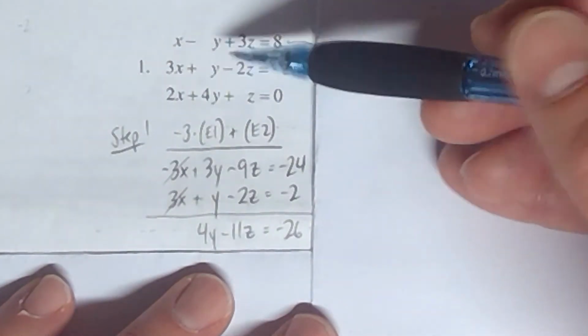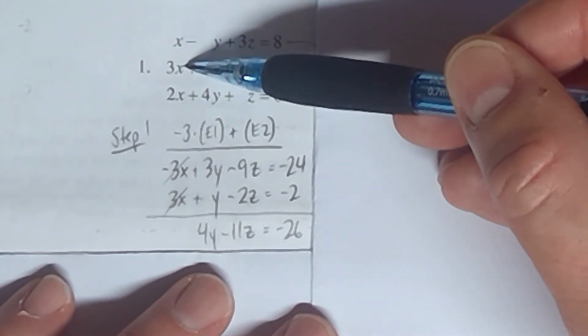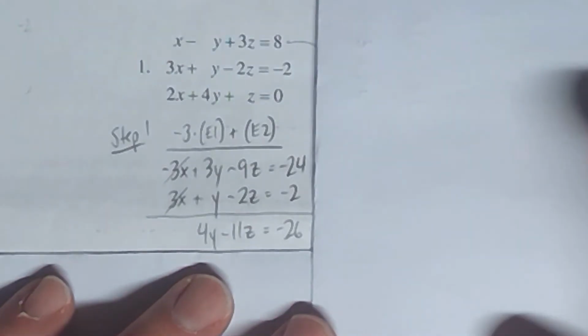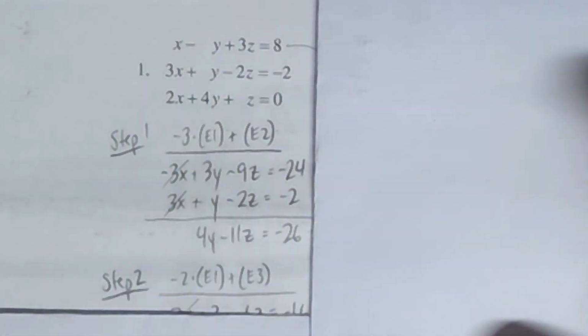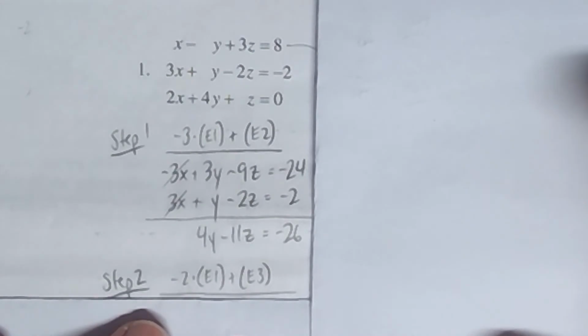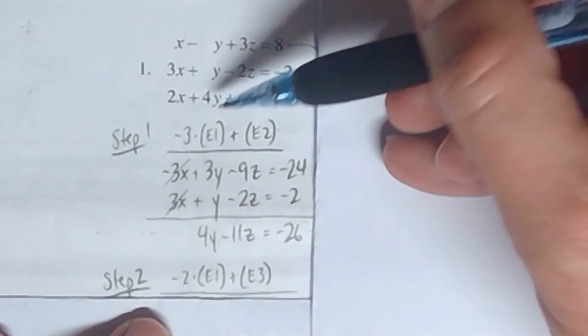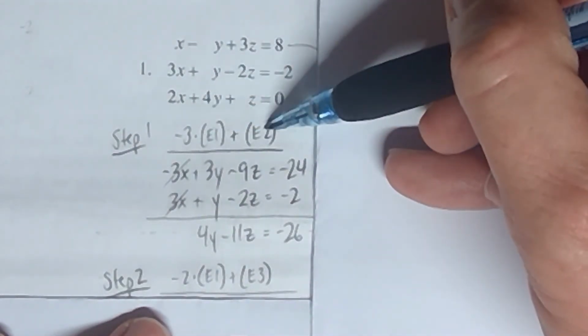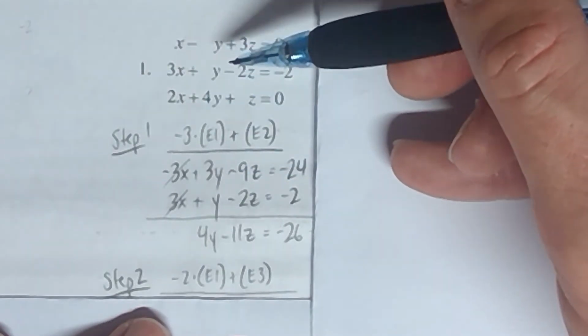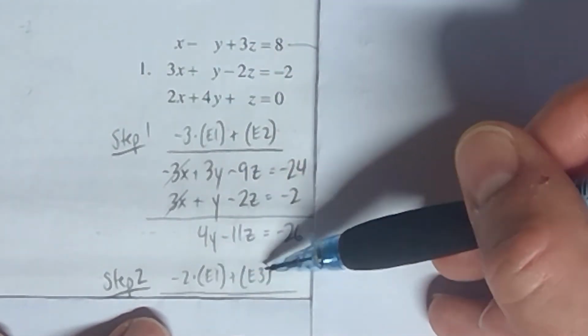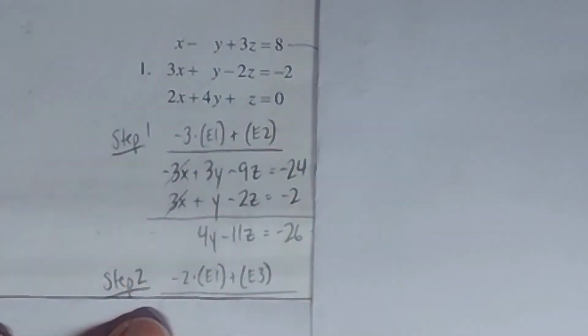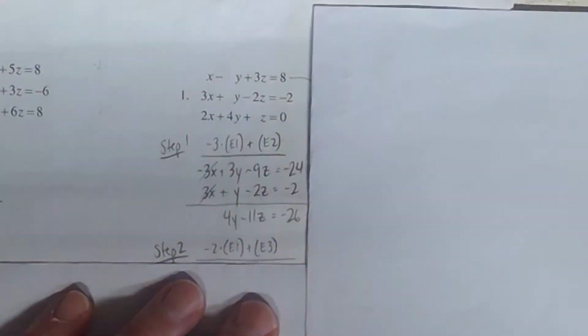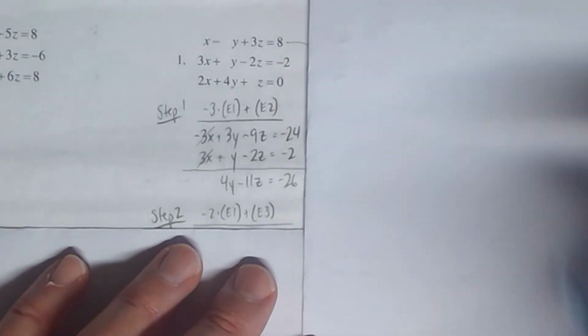But since I did eliminate the x's from the first step, I have to eliminate the x's from the second step too, don't I? And so I picked equation 1 and equation 2 in the first step, so I got to pick a different pair. I went ahead and picked the first and the third. Okay. So let's see how that turns out.